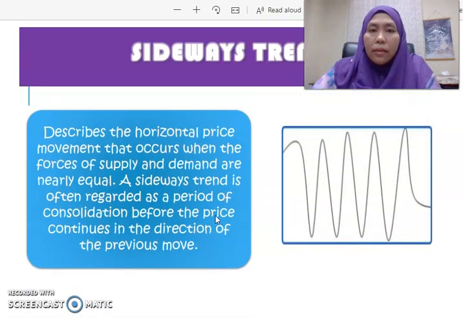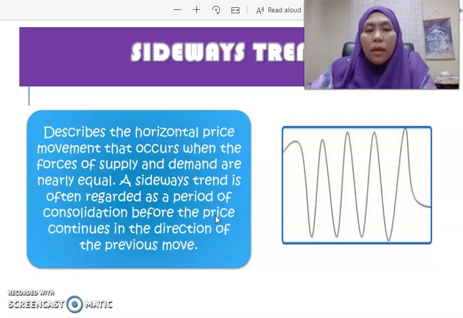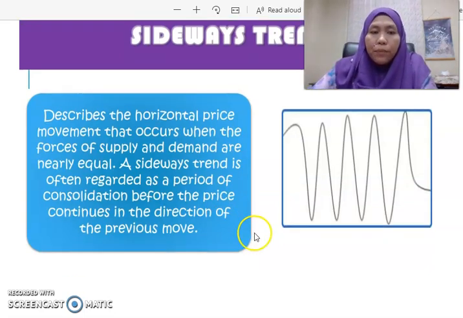Okay, the third trend is the sideways trend. Okay, a sideways trend is a horizontal price movement that occurs when the price does not change so much, which means that the forces between supply and demand are almost equal. Okay, so a sideways trend is often regarded as a period of consolidation before the price continues in the direction of a previous move. Sometimes we also call the sideways trend a correction trend.